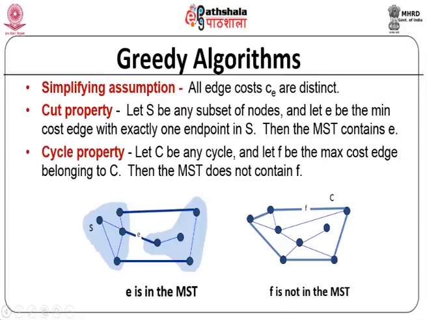Now, look at the diagram given there. You have S the subset, that is for the cut property, and E is an edge that connects tree components, with exactly one endpoint in S. That is the cut property, and if you have such a cycle, then F, if it is a maximum cost edge, is not in the MST.